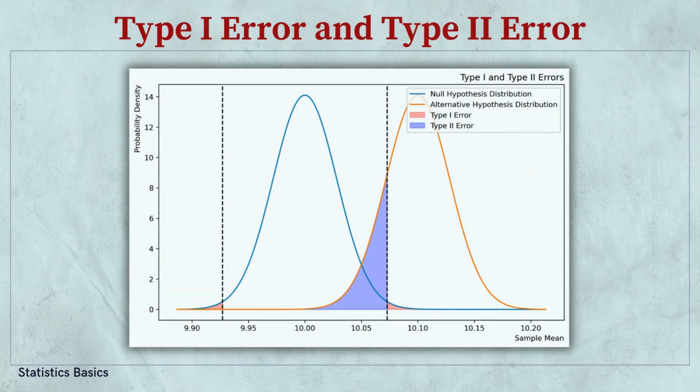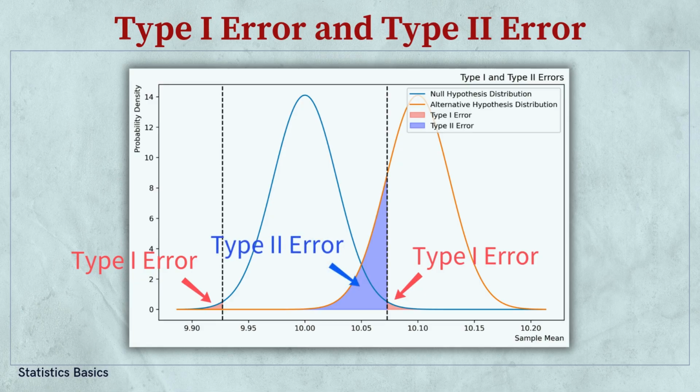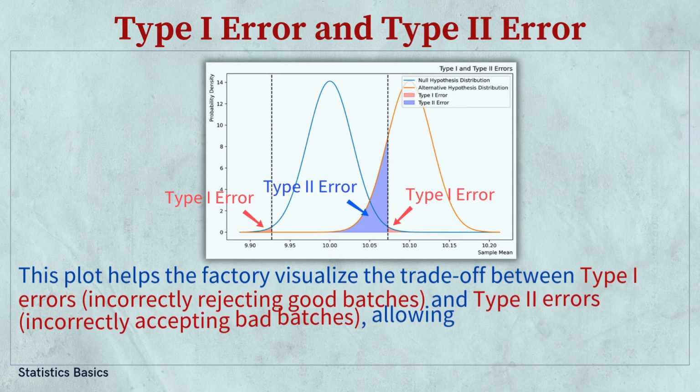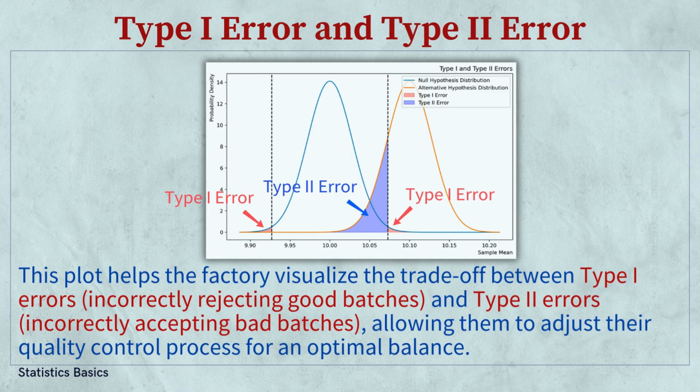This plot shows the potential errors in a hypothesis test used to determine if the mean diameter of ball bearings has shifted from the target of 10 mm. The red shaded areas show the Type 1 error, which has a probability of 0.01. The blue shaded area represents the Type 2 error, which has a probability of 0.1686. This plot helps the factory visualize the trade-off between Type 1 errors and Type 2 errors, allowing them to adjust their quality control process for an optimal balance.